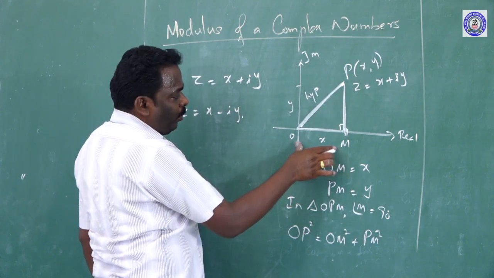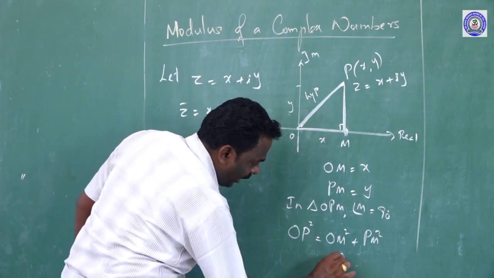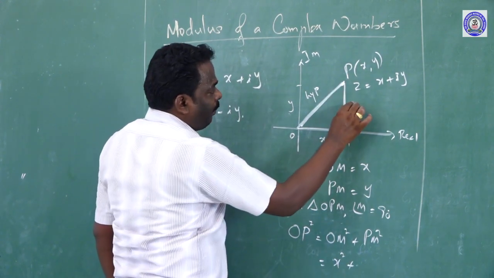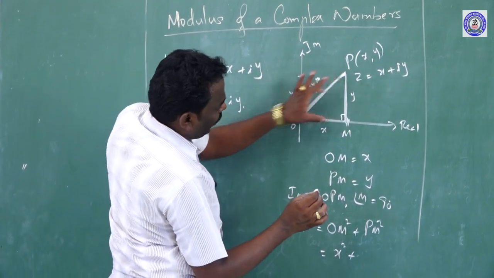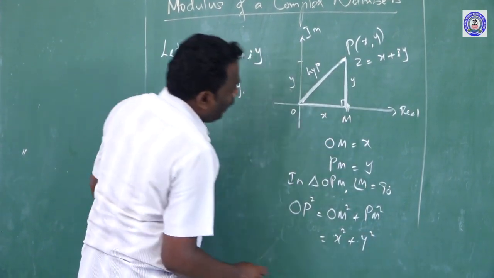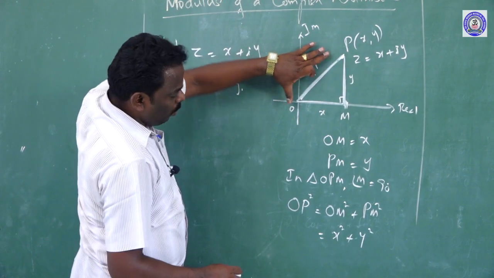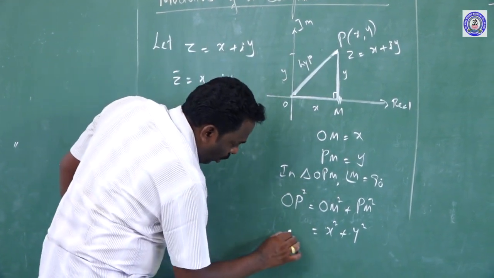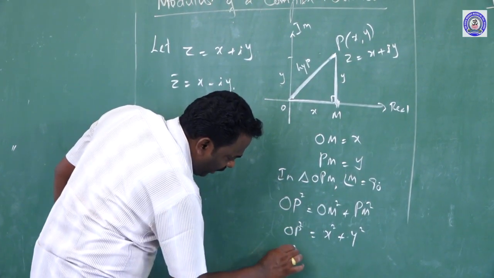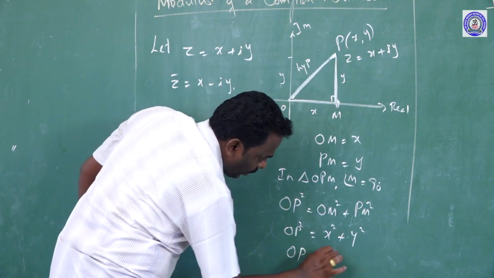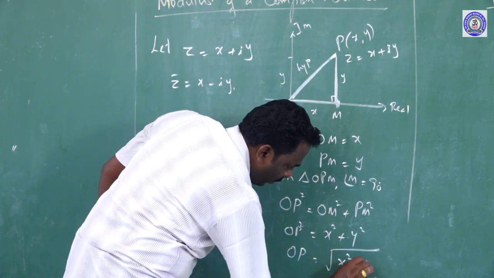So OM is equal to x, that is x square, plus PM is equal to y, that is y square, and this one is OP. Therefore OP square is equal to x square plus y square. Now OP is equal to the square root of x square plus y square.